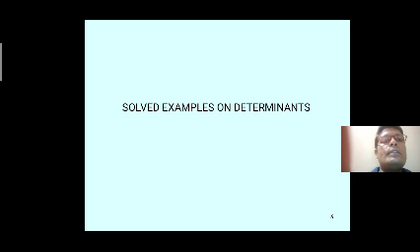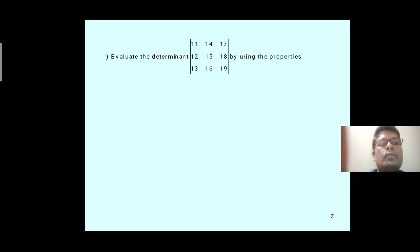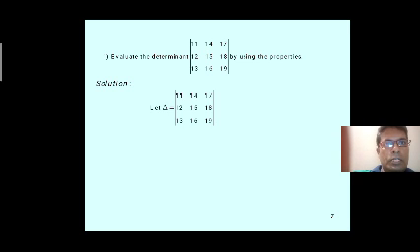Now we see the solved examples on determinants. In the first problem, evaluate the determinant 11, 14, 17, 12, 15, 18, 13, 16, 19 by using the properties. Solution: let delta equal 11, 14, 17, 12, 15, 18, 13, 16, 19.